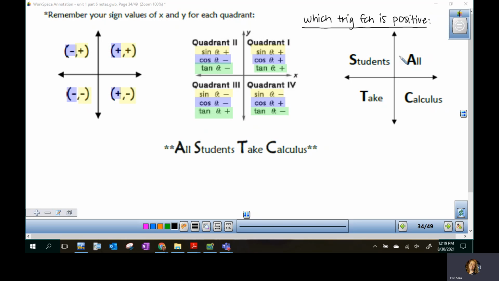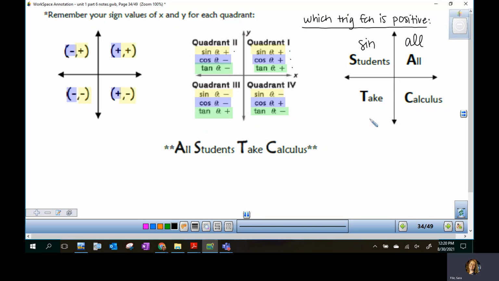So you start in quadrant 1 and you go around quadrant 1, 2, 3, 4, ASTC. Okay, the A actually does stand for all. All of the trig functions are positive in quadrant 1. You can see that here, positive, positive, positive. Okay, in quadrant 2, the S is for sine. And you can see that in this list. Sine was positive, but the other two are negative.